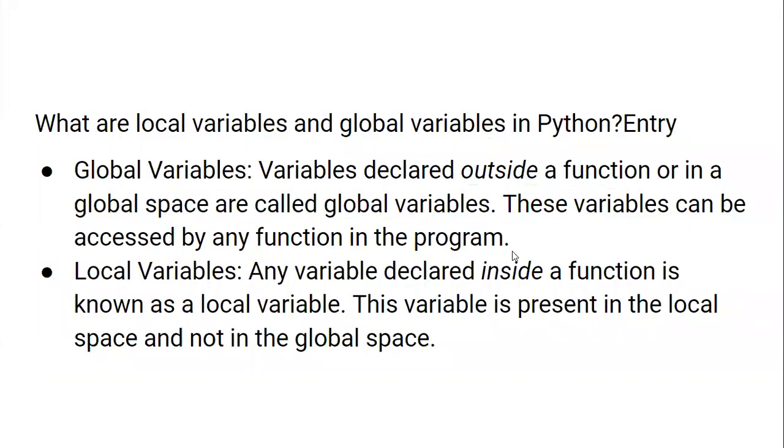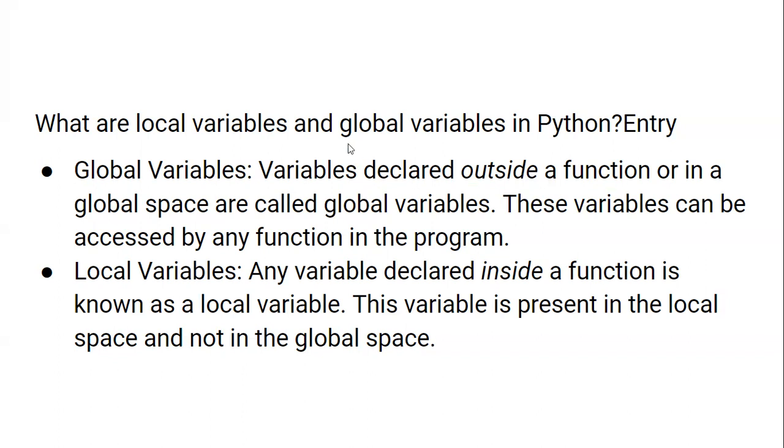What are local variables and global variables in Python? A global variable is a variable declared outside a function, in the global space. These variables can be accessed by any function in a program. These are called global variables. Now we understand the second point, local variables. Any variable declared inside a function is known as a local variable. This variable is present in the local space, not in the global space.